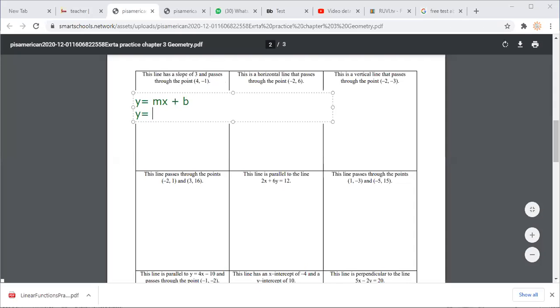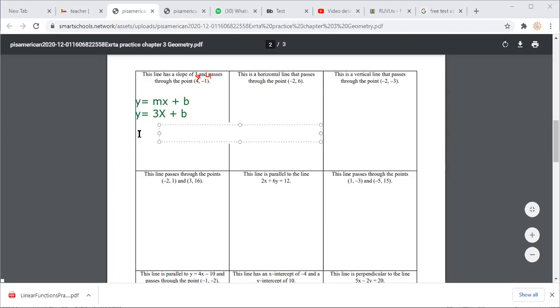M, which is equal how many? 3. Yes. So we have 3x plus b. Now, the next part, we are looking for the value of b. And already he gave us here a point, so we have to substitute. This is x1 and this is y1. Then I will use now, this is x and this is y.